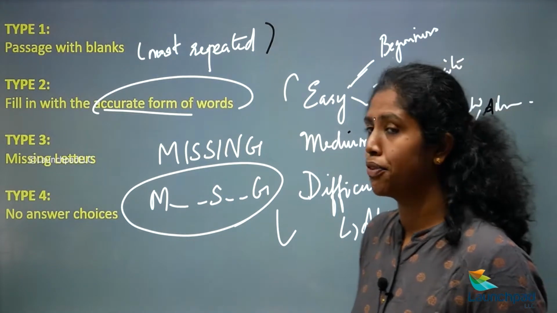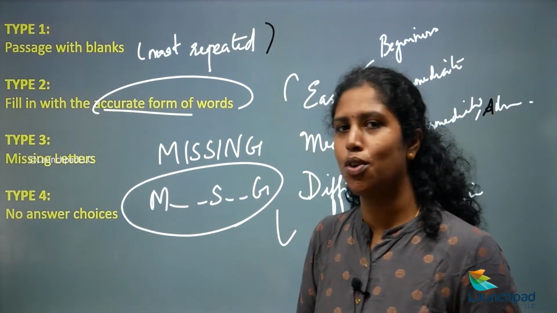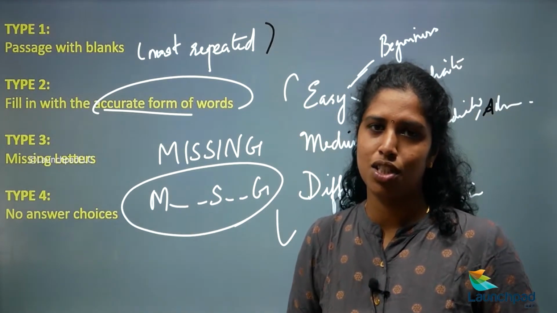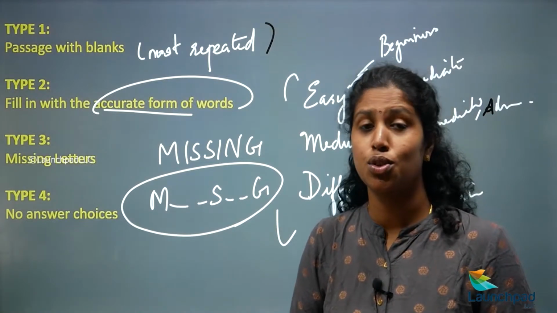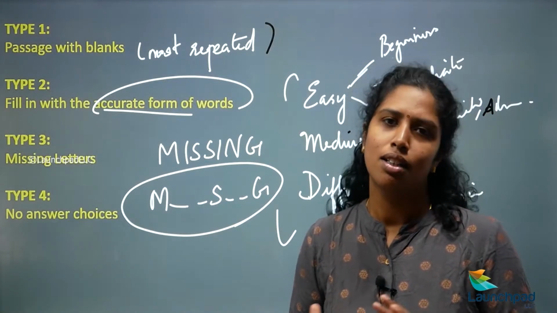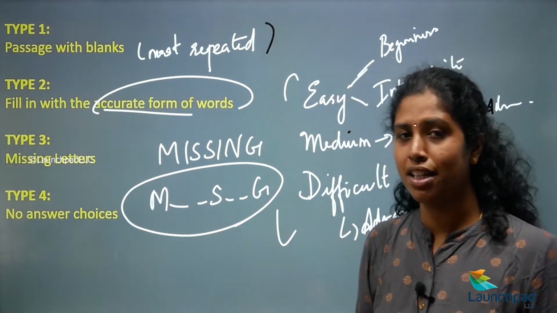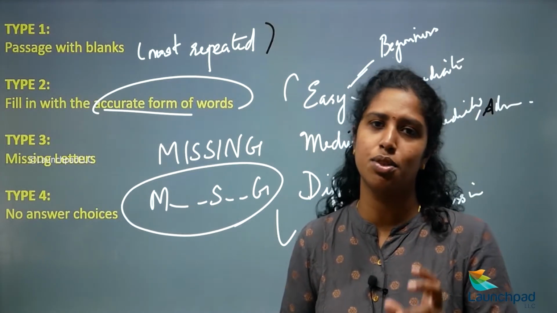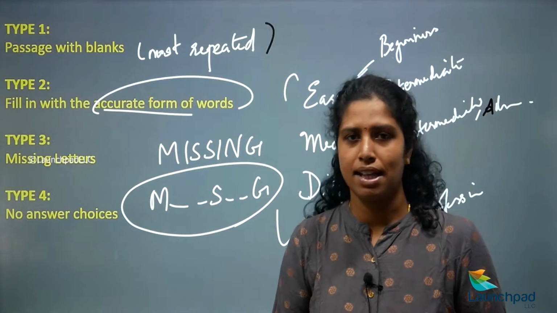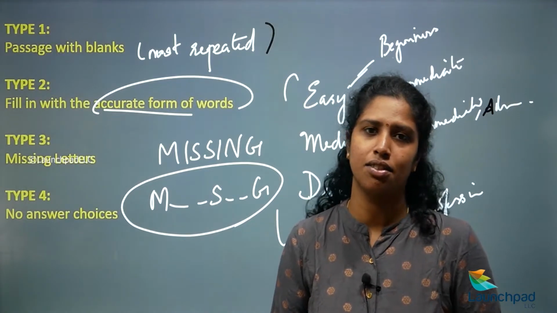Next, your type 4 is passages with no answer choices. You need to fit in the appropriate word and be very sure that there is no change to the logical meaning of the passage. And it should be grammatically right as well.